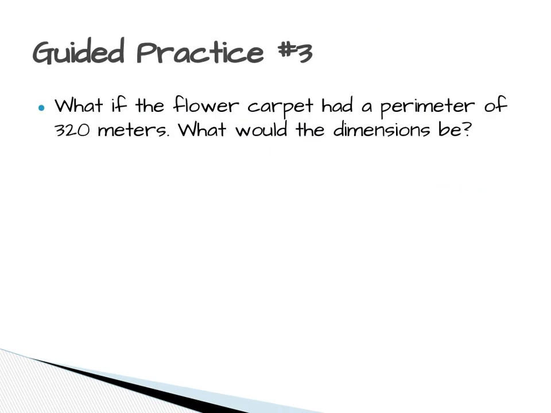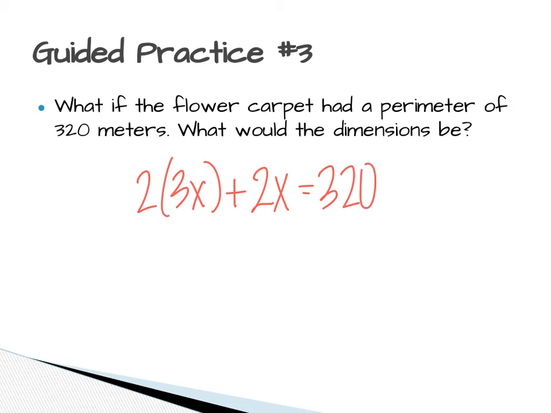Okay, what if the flower carpet had a perimeter of 320 meters? The equation would be the same. All we would change is what the perimeter was. So it'd still be 2 times 3x plus 2x equals, but this time it'd be 320. And I'd still end up with 8x equals 320. That side of the equation wouldn't change.